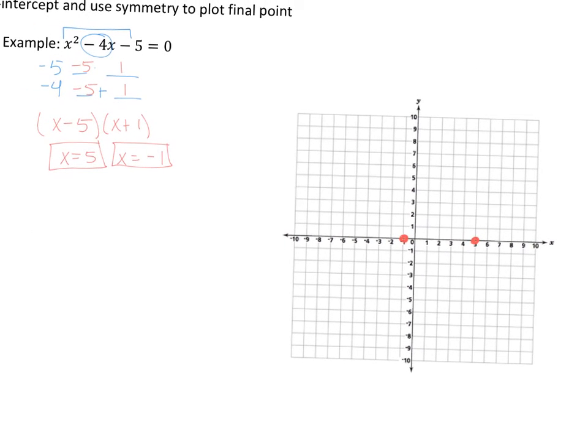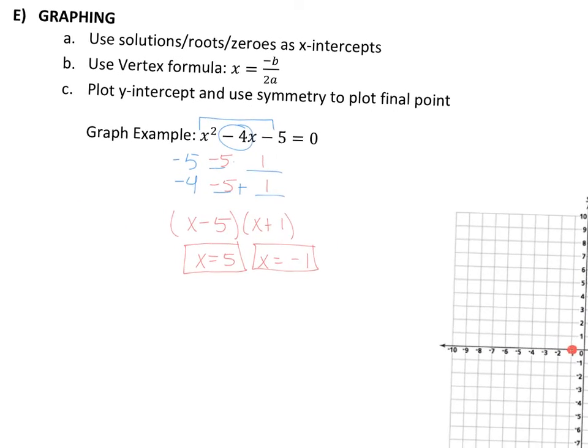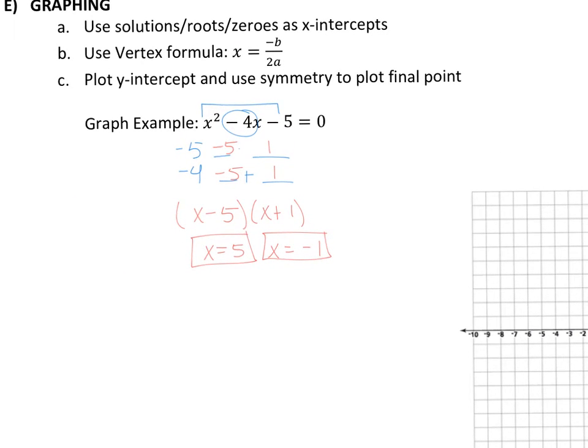A parabola, you only need 3. So we just need to find one more, and that one more ends up being our vertex. The vertex is found using the formula up here. Okay, x is opposite of b over 2a. The vertex is going to be a coordinate point, so the vertex will be a coordinate point involving x and y.